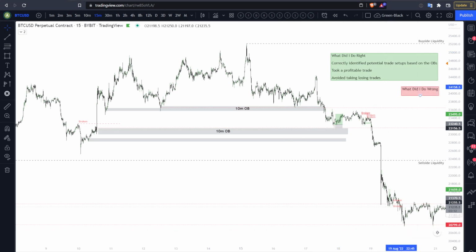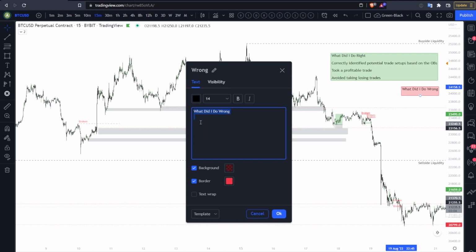Now, what did I do wrong? Well, on the first setup, the take profit 3 was identified incorrectly. First trade, the last take profit was identified incorrectly.